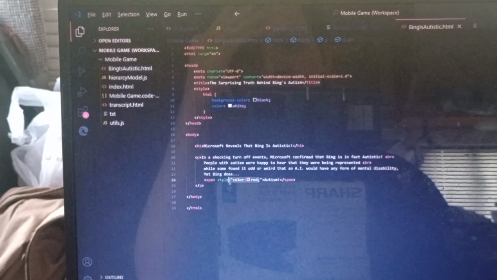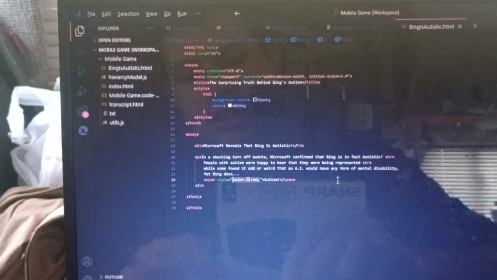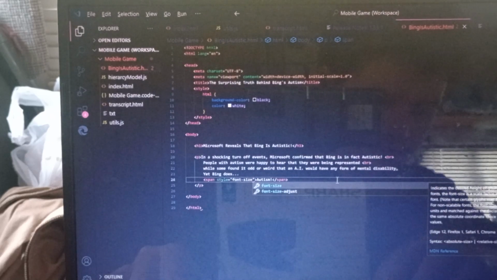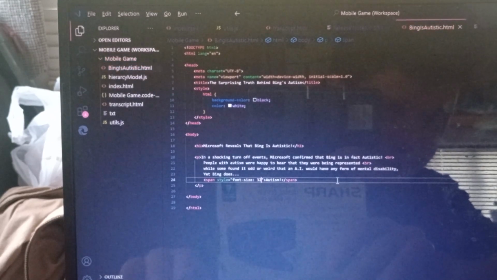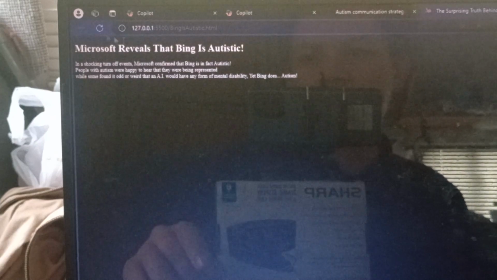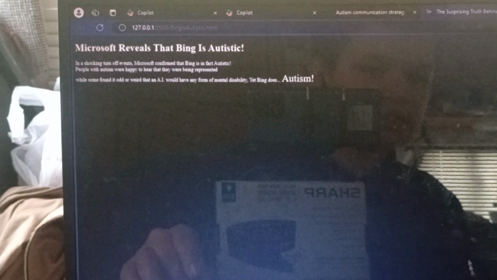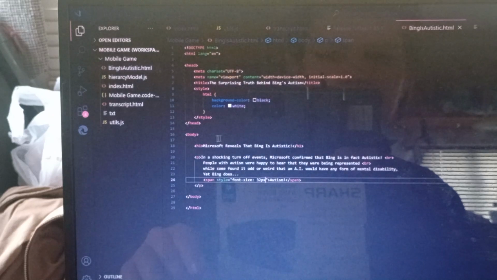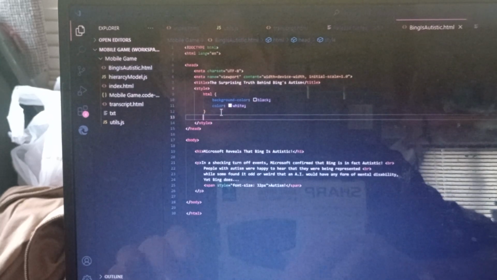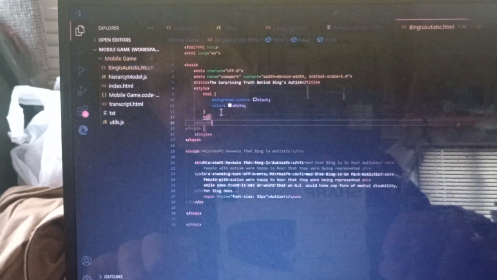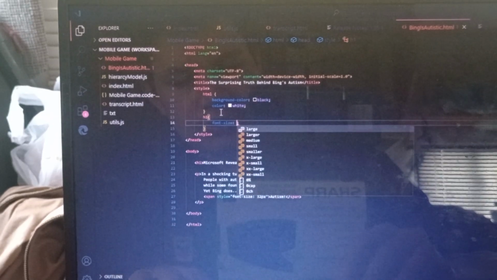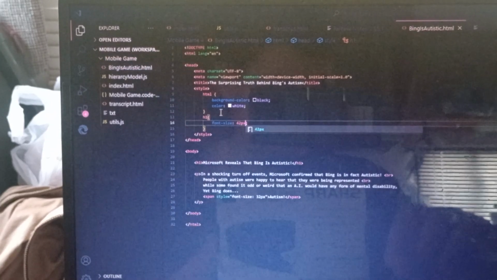Now then, I didn't want to make the autism red. I just did that to demonstrate. But we could do font size 32 pixels. Let's see how that comes out. Yeah, that's nice. And technically, we could also do this over here. So if we're going to put H1 font size, we'll just do 42 pixels. Let's see how that looks.